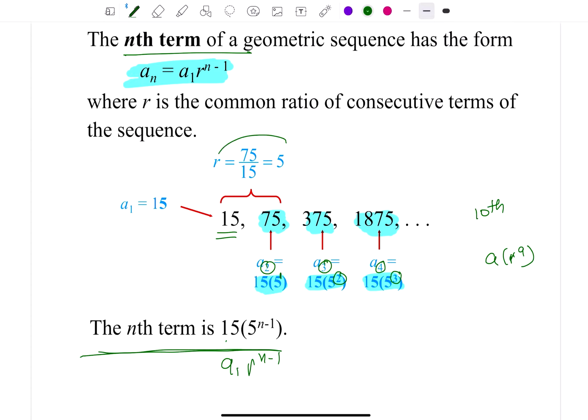r here can be found by dividing the second term with the first term, which is 5. So to find the nth term, we can use this formula, and we can use this formula to find the 100th term of the sequence without writing the 100 terms. So if I wanted to find the 100th term, I could just plug in n as 100, and the 100th term would be 15 times 5 to the power 100 minus 1, which can be calculated using the calculator. 15 times 5 raised to the power 99.